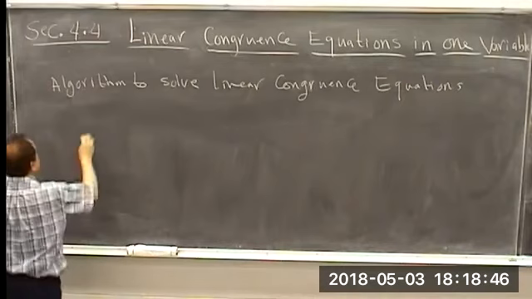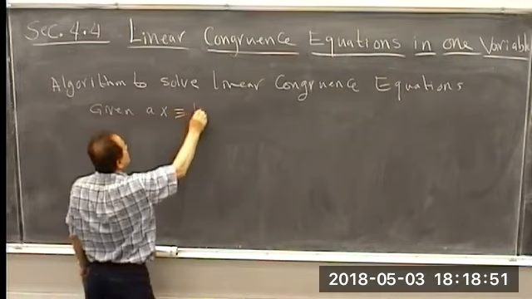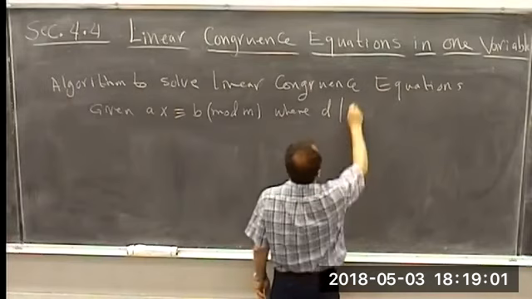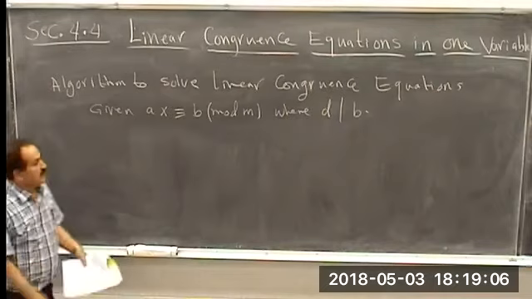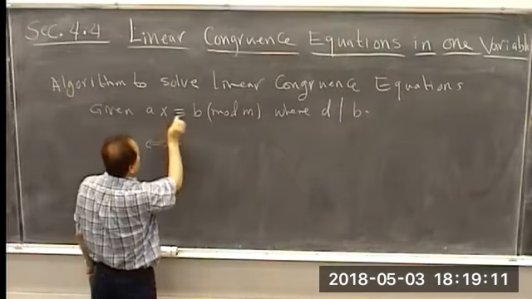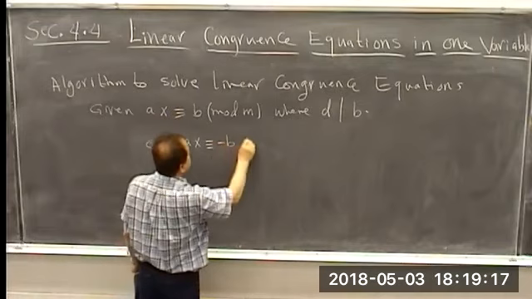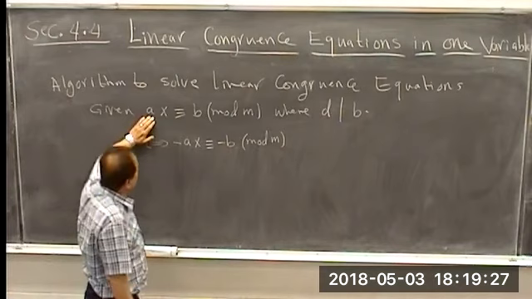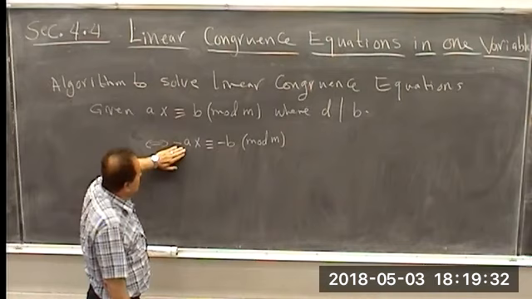So suppose we are given AX congruent to B mod M, where we assume a solution exists. All right, now we address the case where we have a solution. First of all, this congruence equation is equivalent to the one where I multiply by negative 1. So if I have a congruence equation and A is negative, then if I multiply it by a negative, A becomes positive.